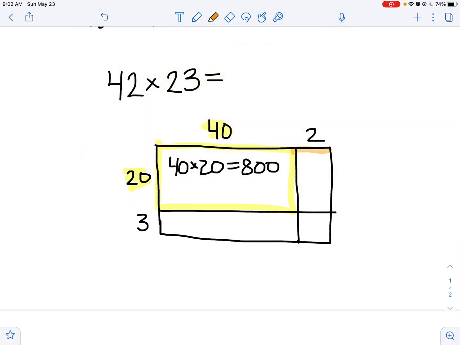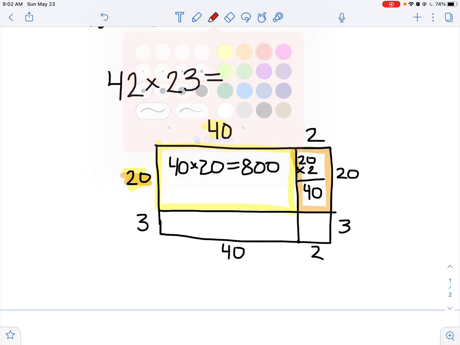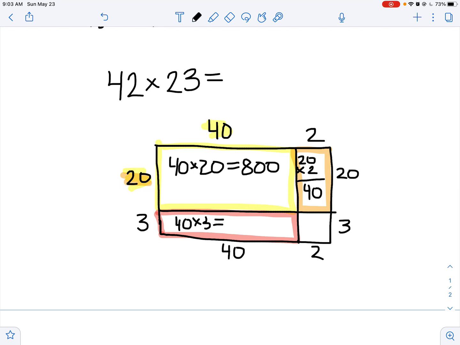And then we can do the next section, which is right here. So if we look over here, we know this side is still 20. And if you want to, you can label those so that it's not confusing. It might help. Okay, so now the orange part is 20 times 2, which is 40. And then the next section, the red section. So 40 times 3, which would be 120. And then we can do our last section, pink here, 2 times 3, which is 6.